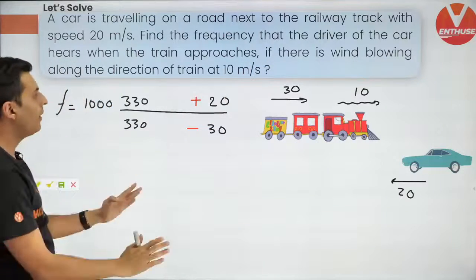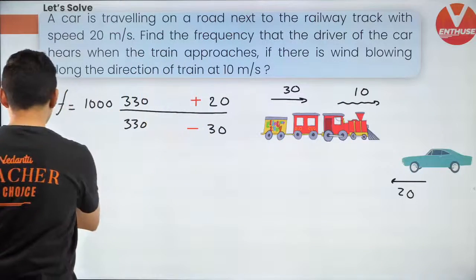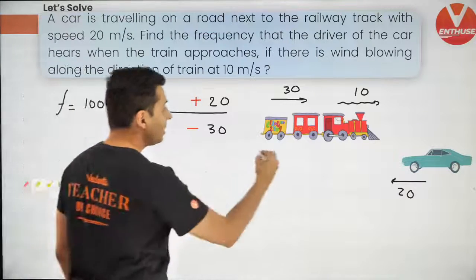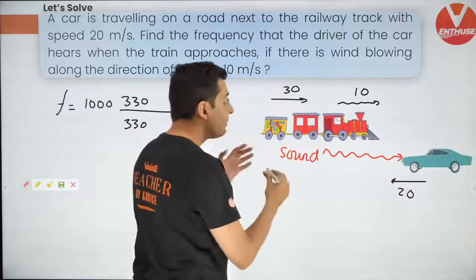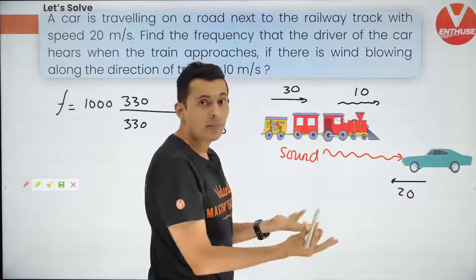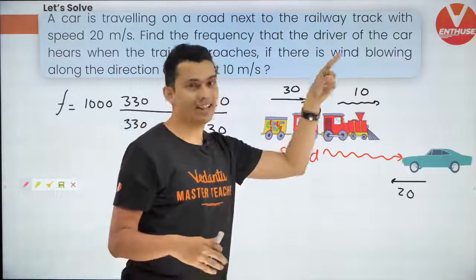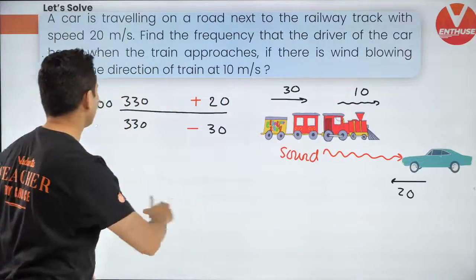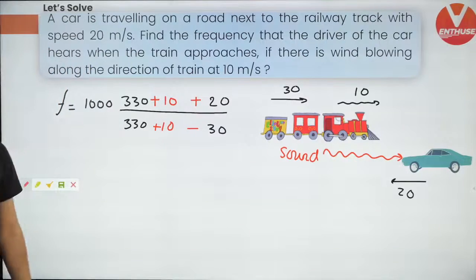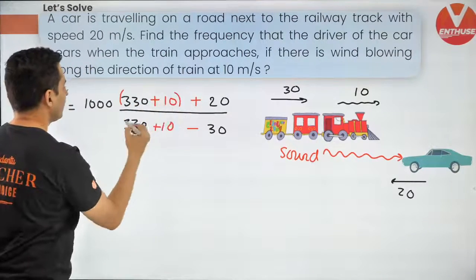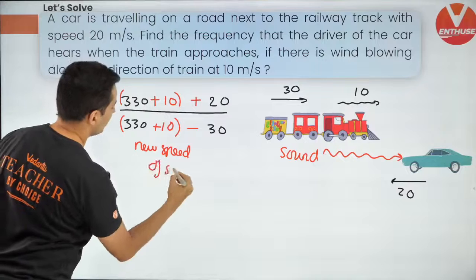Now, how do you account for the speed of the wind? The only change is this: the sound is going to travel from the train to the car, and because the wind is also moving, the speed of sound will increase. That's the only change. The wind is blowing in the direction of the sound, so it only affects the speed of sound. So you just add plus 10 here and plus 10 here. Everything else remains the same. I hope this is clear. This is the new speed of sound because the wind is also blowing.